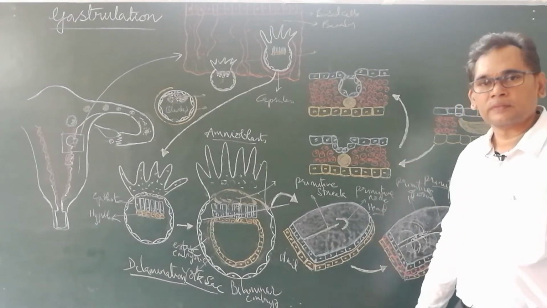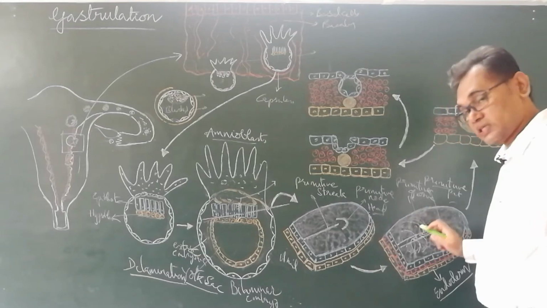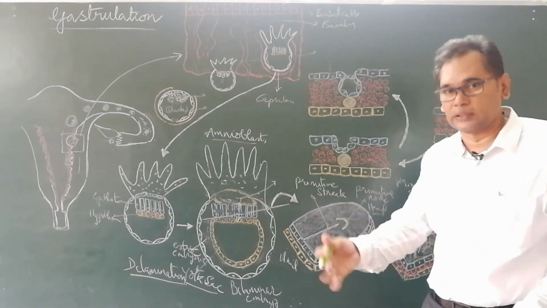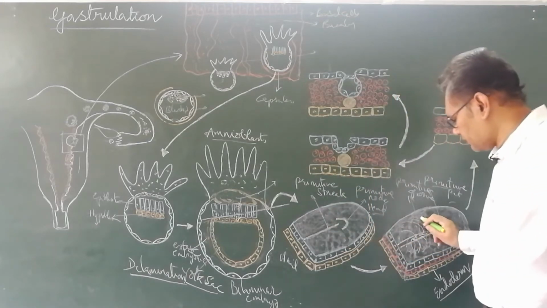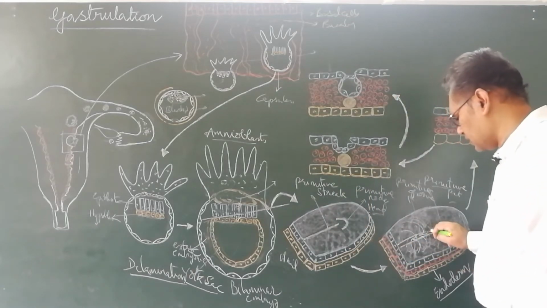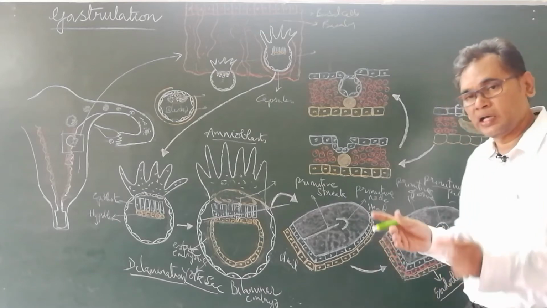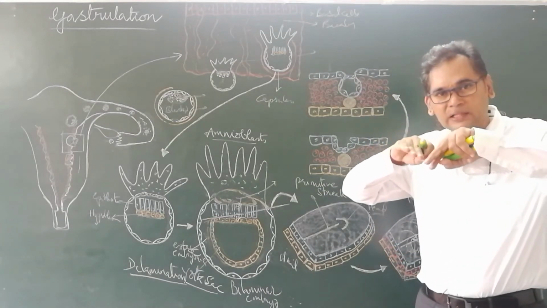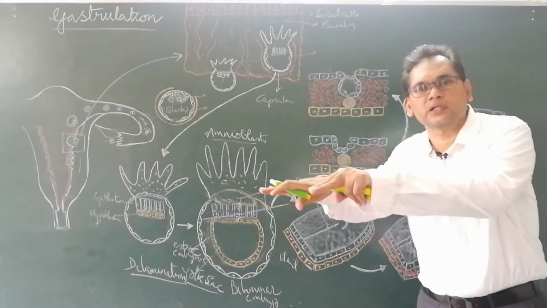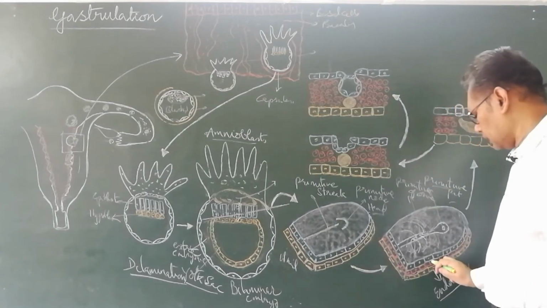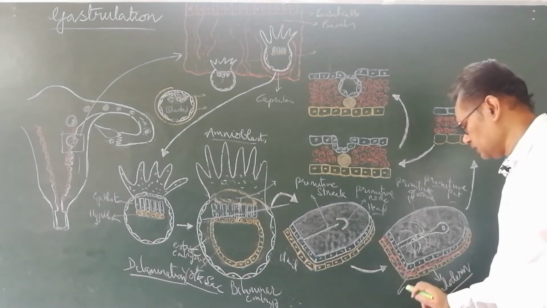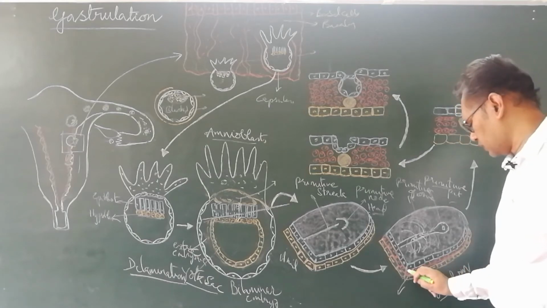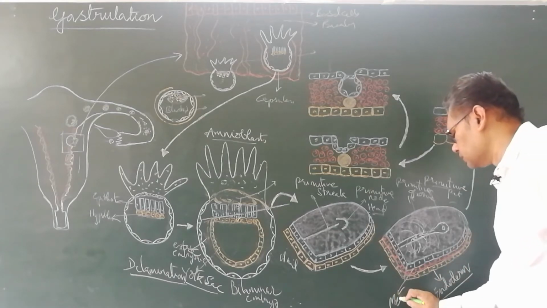Later, after the formation of endoderm, some of the epiblast cells again move through the groove and to the lateral side, and they move in front, forming the middle layer. What is this layer called? This layer, the red colored layer, we call mesoderm.